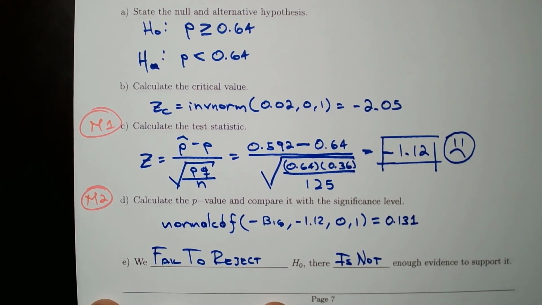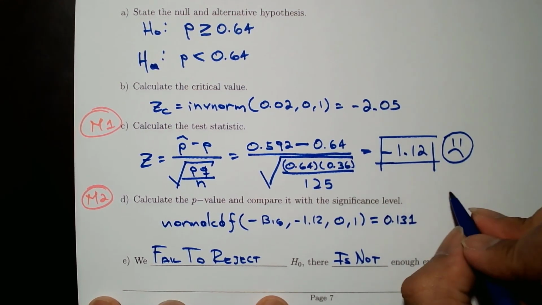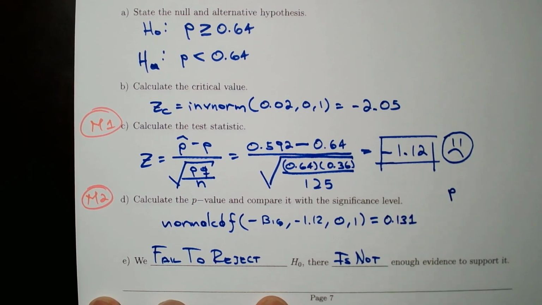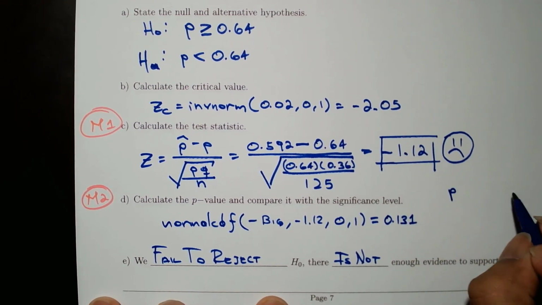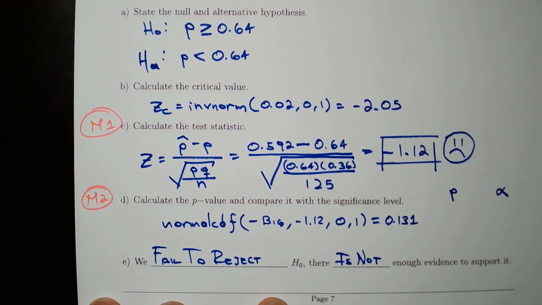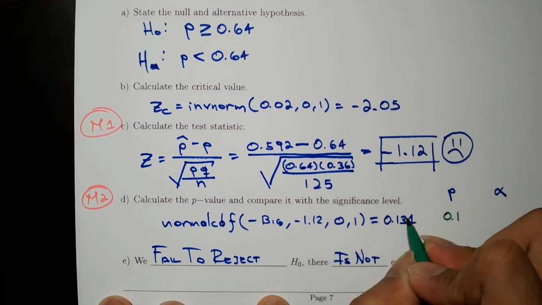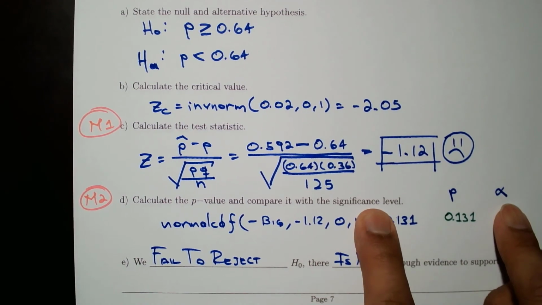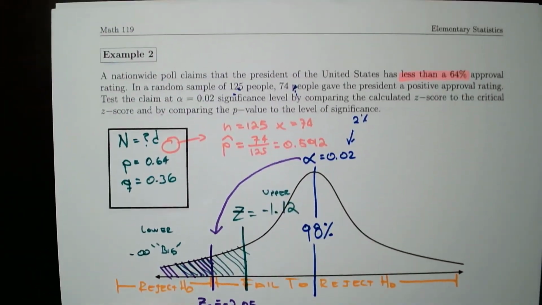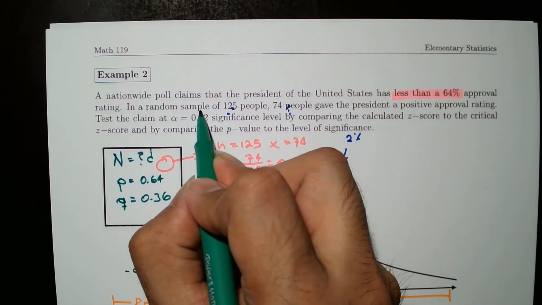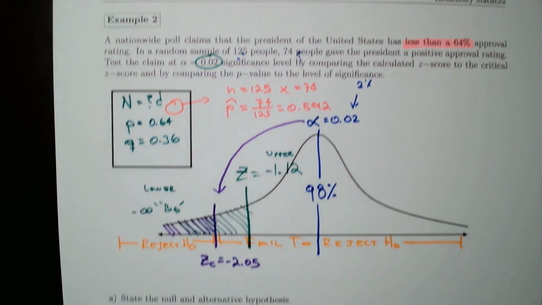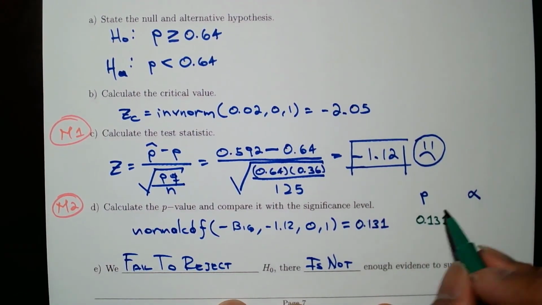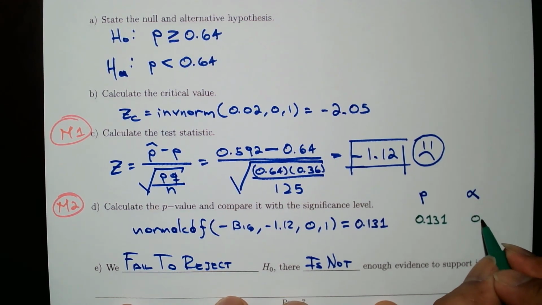0.131. So I'm going to write P, which is the p-value that we obtain, and I'm going to compare it with alpha, which is the significance level. What did I get for P? I got 0.131. And alpha, the significance level, what was it? Wasn't it 0.02? Okay, so let's put this together.